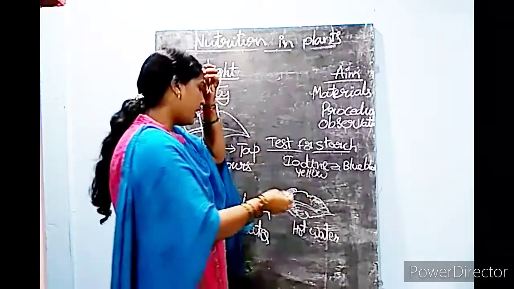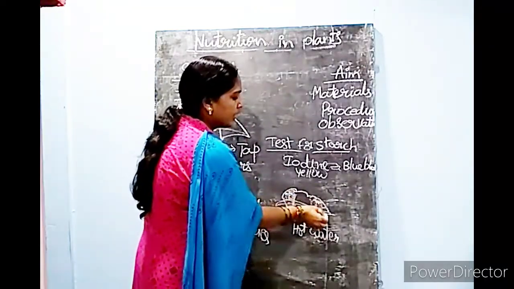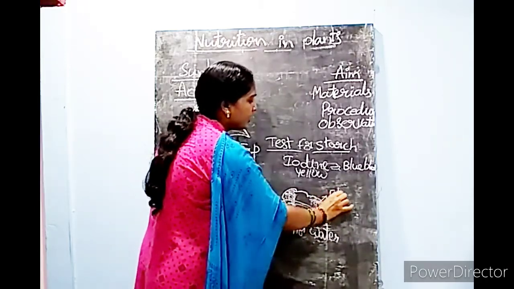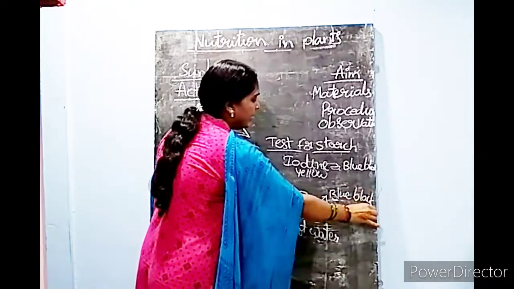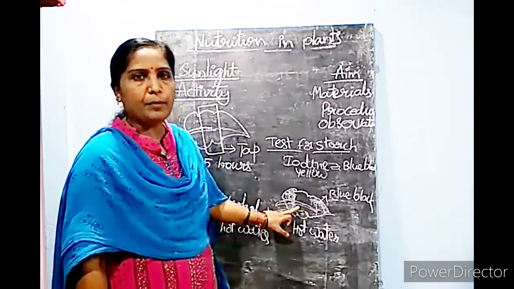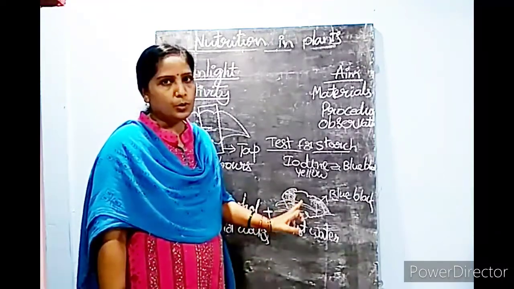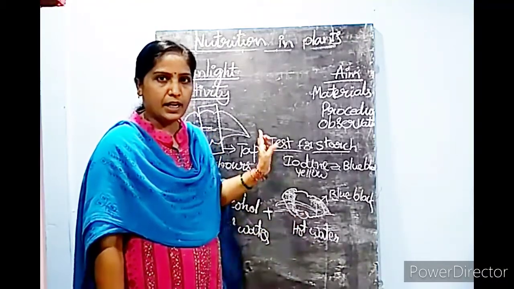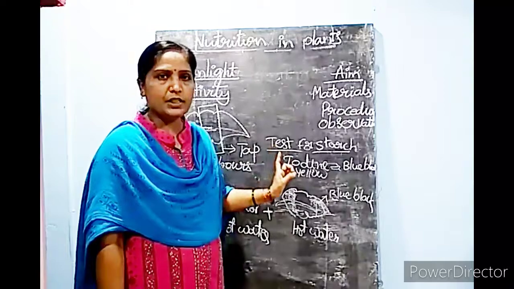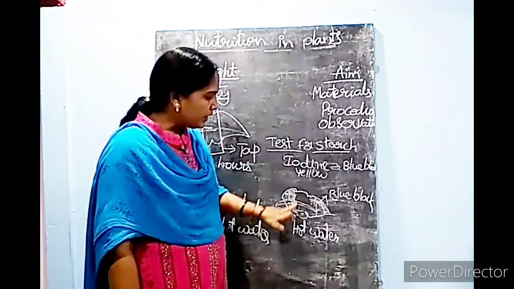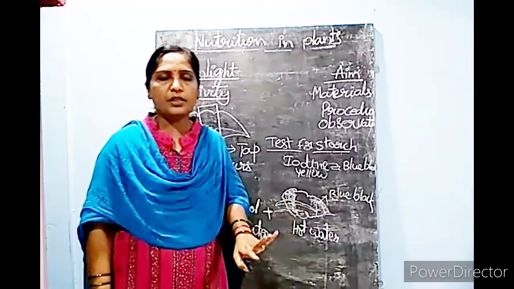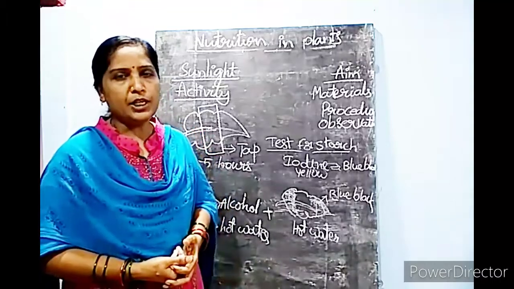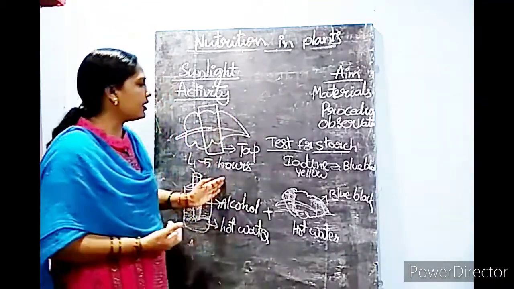So when you drop iodine on this leaf, the areas which you did not cover completely change color into blue-black, and the area which you covered with black tape will not change into blue-black color. So this experiment proves that sunlight is compulsory for the process of photosynthesis. That means in the covered part, the photosynthesis process did not take place and starch is not formed here. Understood, children?